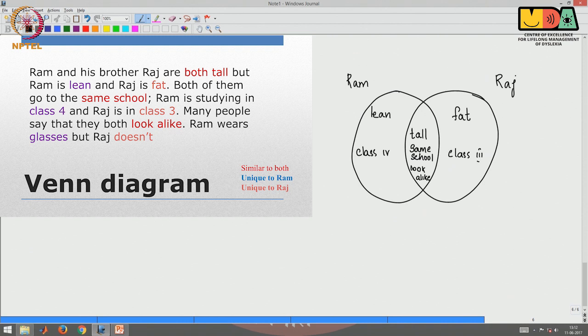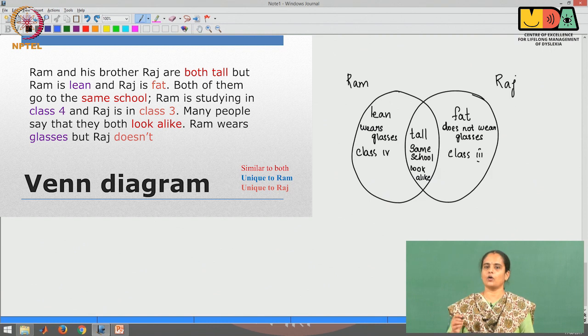So, the last line says Ram wears glasses but Raj does not. So, I can actually put it here or because it talks of appearance, I would take it up and combine it with lean, which also talks about the appearance of Ram and Raj. It's easier for the child to remember both the points together. So, I will write here wears glasses, does not wear glasses. Okay. So, this is how a Venn diagram is.